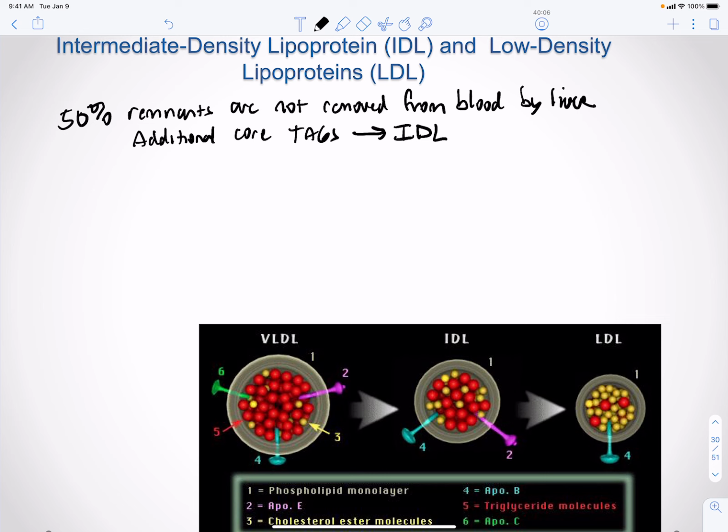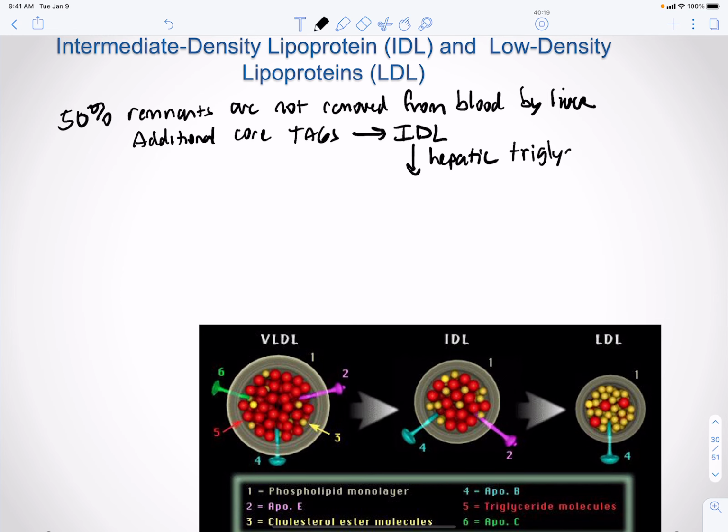And this will be your hepatic triglyceride lipase. And you'll have some fatty acids removed. And then this is going to lead to an LDL particle. And LDLs are rich in cholesterol.